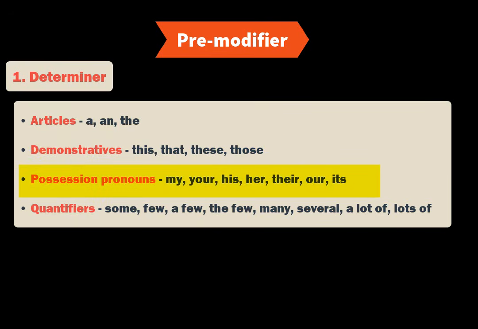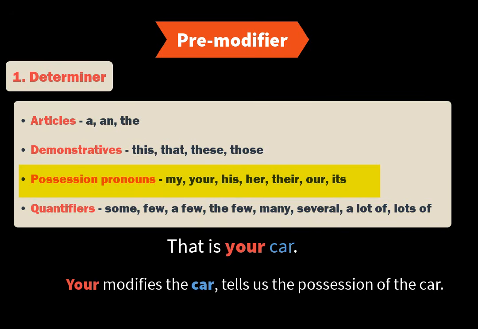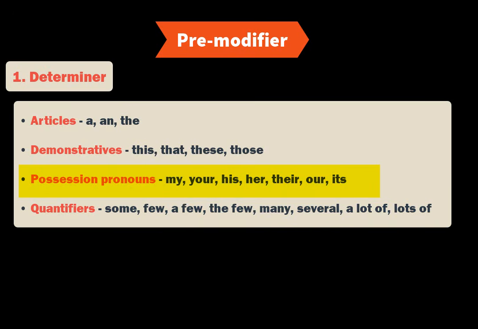The next is possessive pronouns. My, your, his, her, their, our, its. All right. That is your car. Whose car? Your car. So your is a modifier, a possessive pronoun that's giving information about the noun car. Whose car? Your car. Right. So possessive pronouns also are modifiers, also are adjectives, give information about a noun.